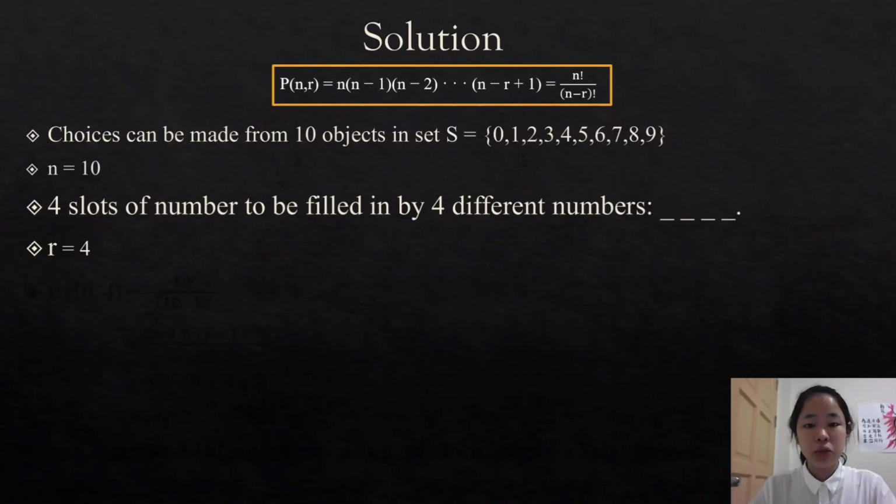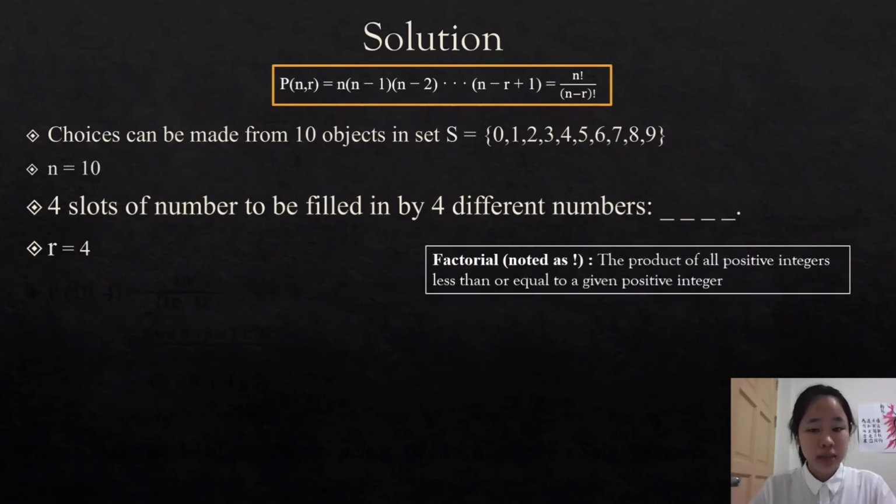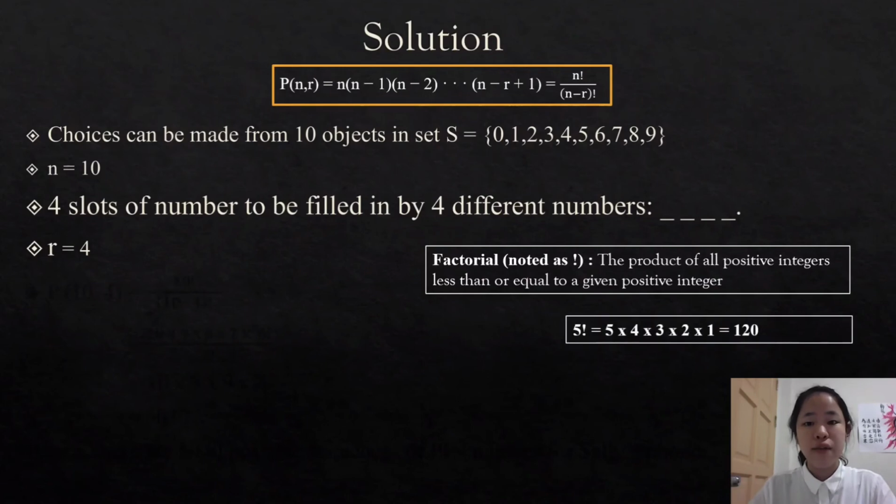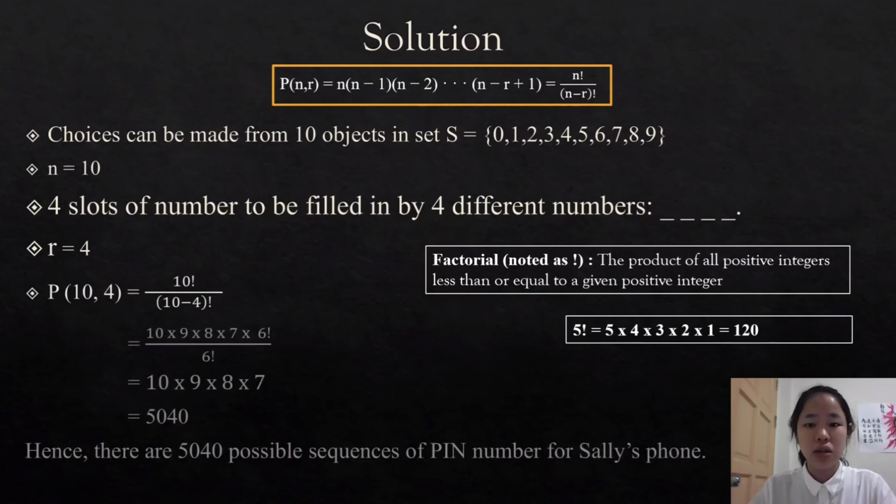Now, factorial, noted as the exclamation mark, is the product of all positive integers less than or equal to a given positive integer. For instance, 5 factorial equals 5 times 4 times 3 times 2 times 1. Now, we can substitute the values into the formula. By solving the equation, we obtain 5040. Hence, there are 5040 possible sequences of PIN number for Sally's phone.